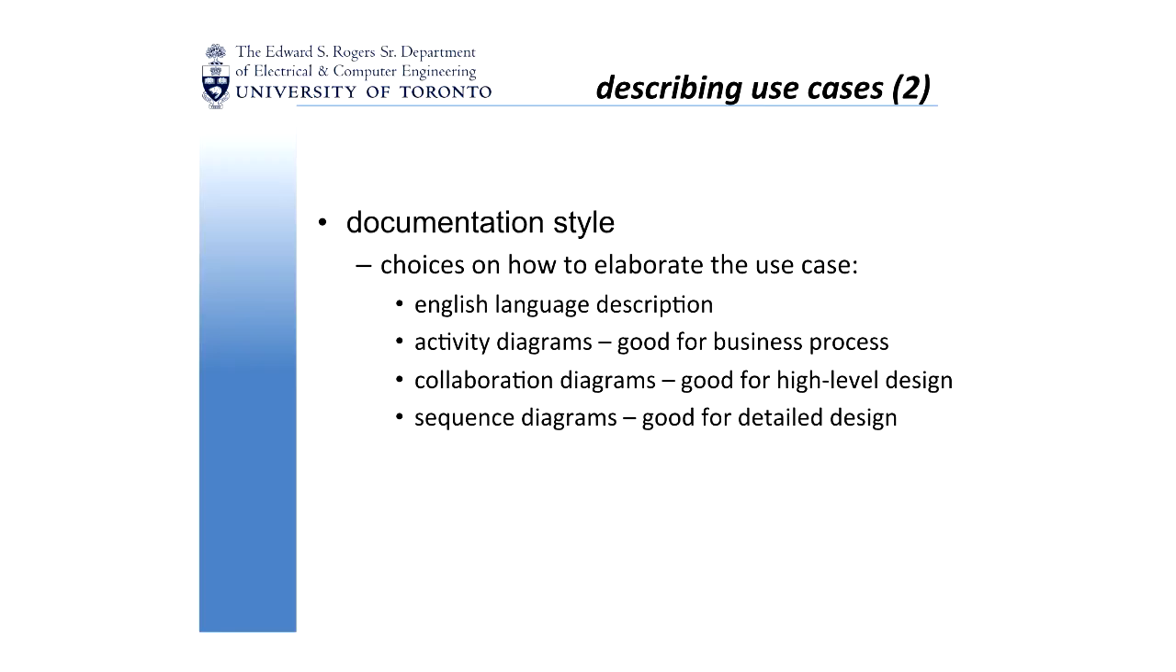You have several choices regarding the documentation style used to elaborate these descriptions. A standard English language description is the most common for general clarity. However, activity diagrams are excellent for modeling complex business processes, while collaboration diagrams are well suited for high-level design. If you need a truly detailed design that shows how internal objects interact to fulfill their requirements, sequence diagrams are the preferred choice.